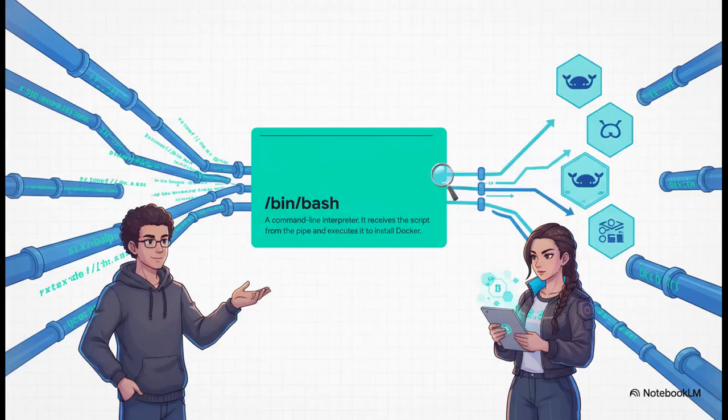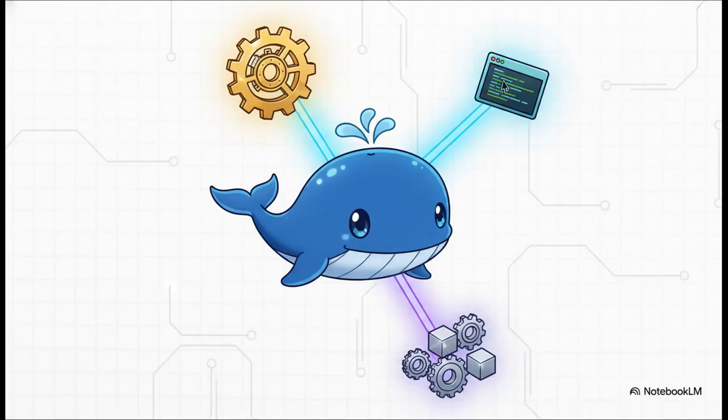And finally, we have /bin/bash. This is the program that catches the script coming through the pipe. It's the interpreter, the thing that reads the script line by line and actually follows the instructions, installing everything Docker needs to run. So we download, we pipe, we execute, all in one go. And with that one line, we've installed the whole shebang.